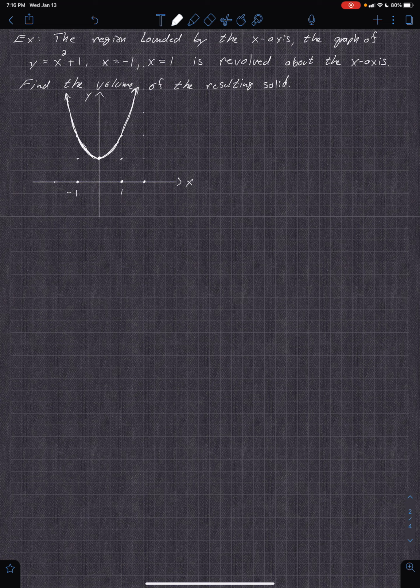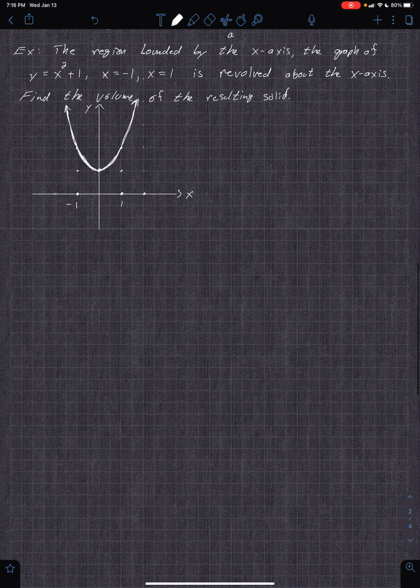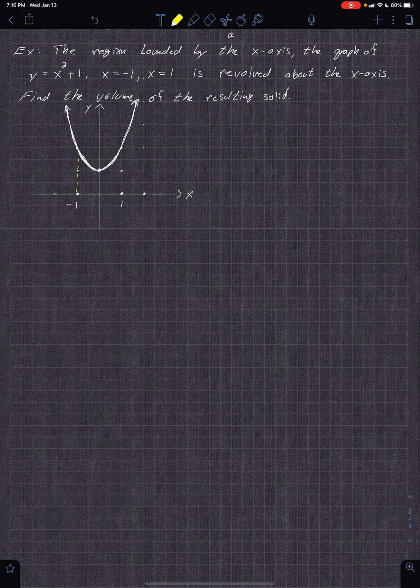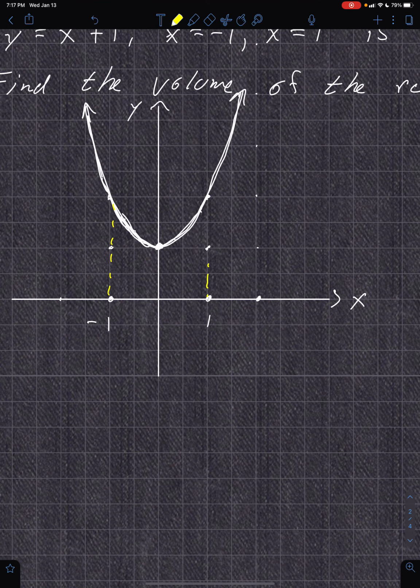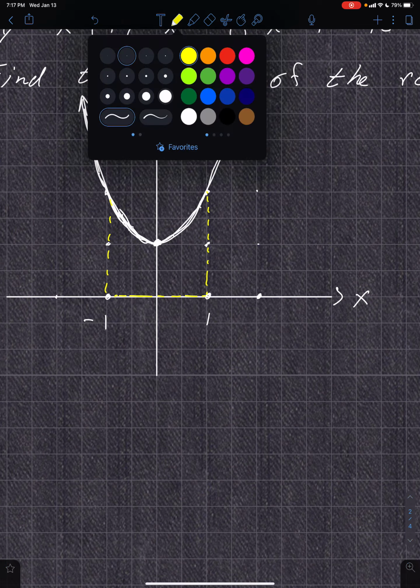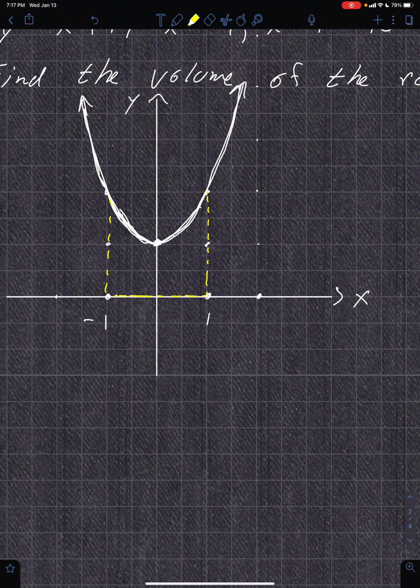But let's read what it's saying. The region bounded by the x-axis. So here's the x-axis, and this graph from -1 to 1 revolved about the x-axis. So the region in question is really this. So let's blow this up. It's like this, from -1 to 1. That's the region we're talking about here. So this is being revolved about the x-axis.